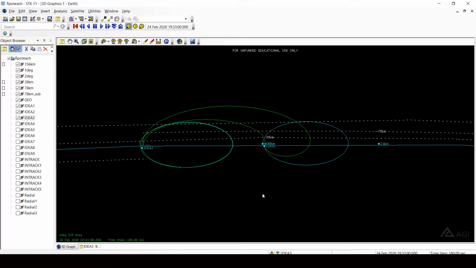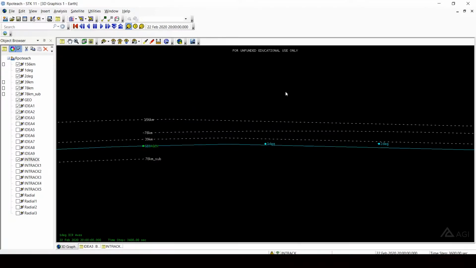What I'm going to do in this lesson is help you better understand how you can combine intrack and radial burns to satisfy some different objectives. Okay, so for the first application of this concept, combining radial and intrack burns, let's just look at the classic Hohmann transfer. As you probably recall from some lesson, a Hohmann transfer is the most efficient way to raise your orbital altitude from one circular or some eccentricity orbit to another orbit that is circular or some eccentricity.